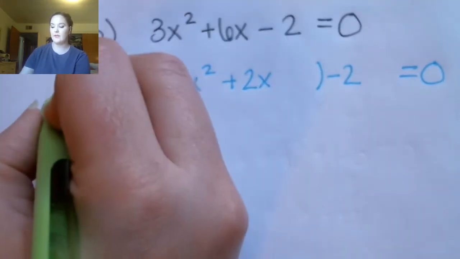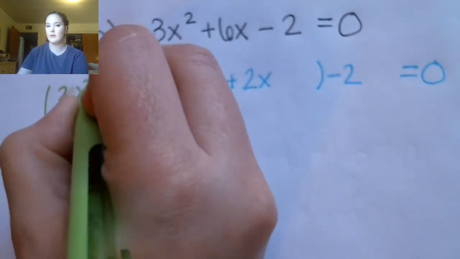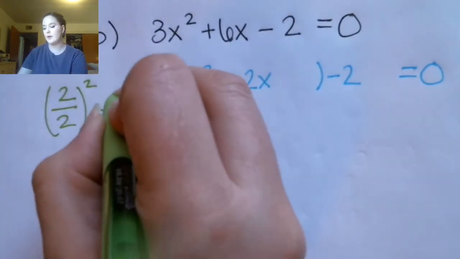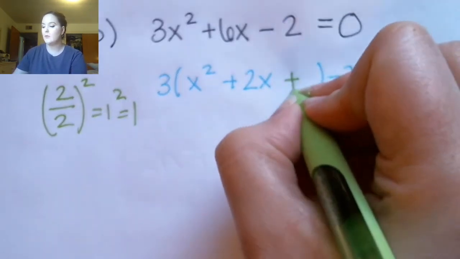Okay, so now I'm going to decide what I need to add. So I take my coefficient of x, which is 2. I'm going to divide it by 2, and I'm going to square it. Okay, so I'll have 1 squared, which is 1. Okay, so I'm adding 1 here.